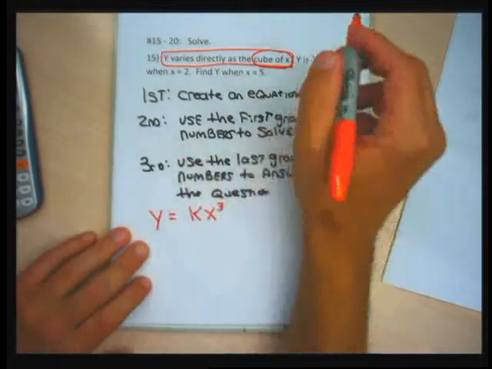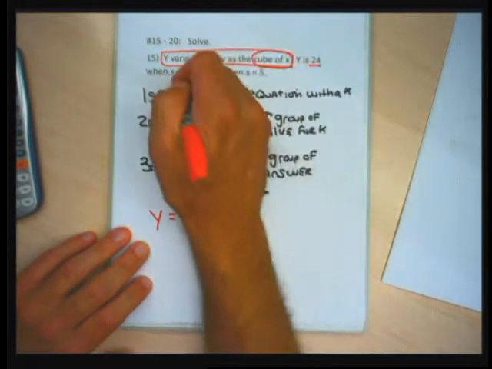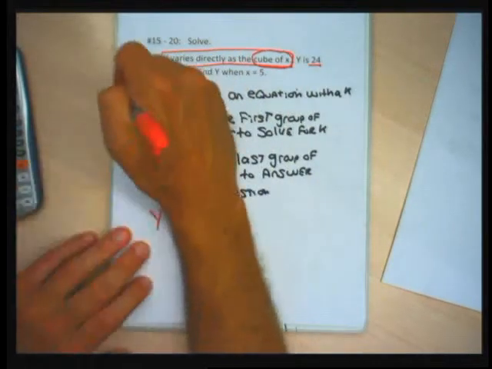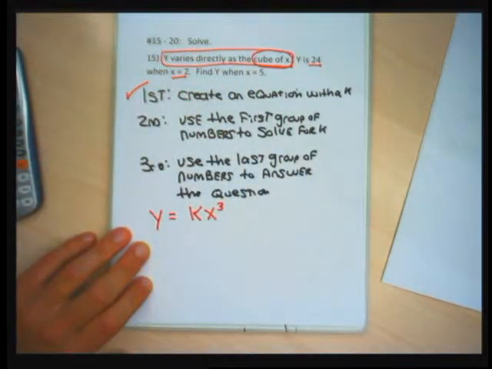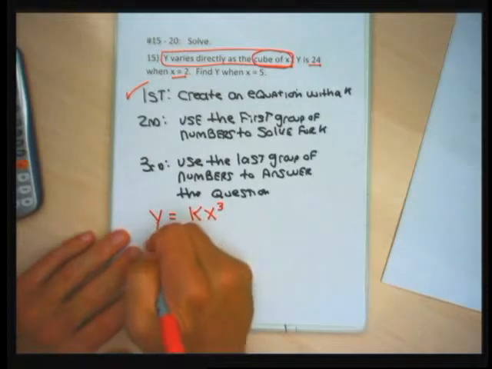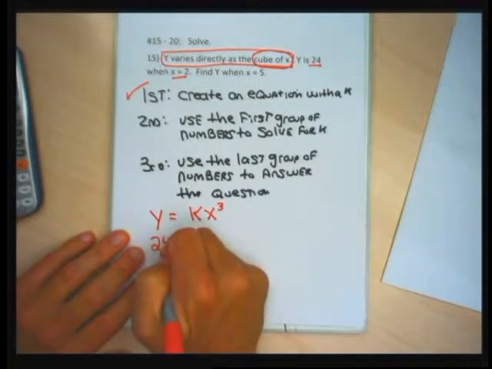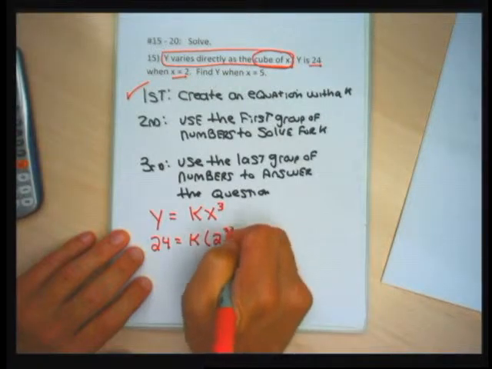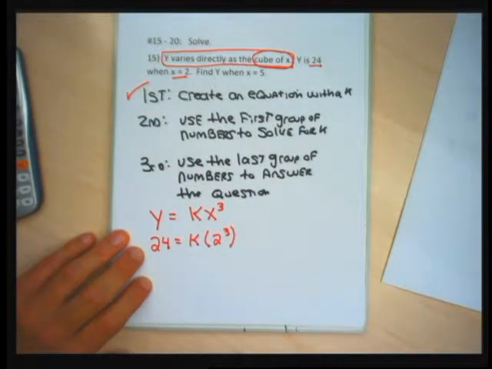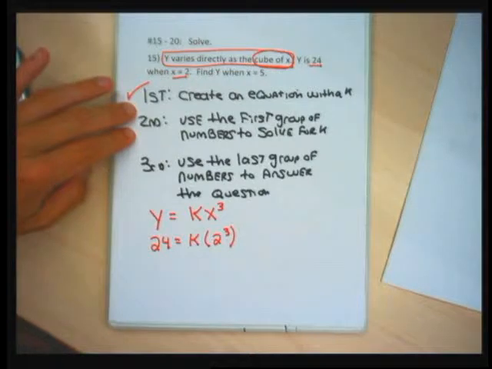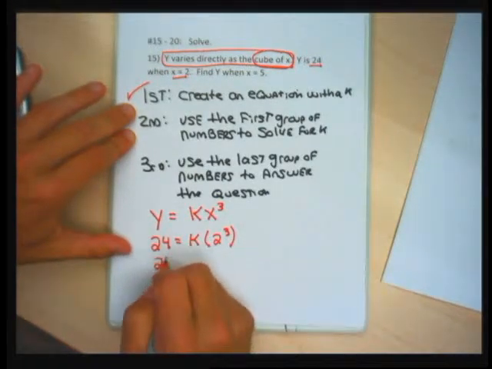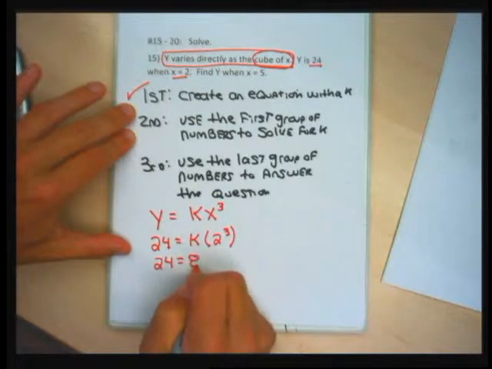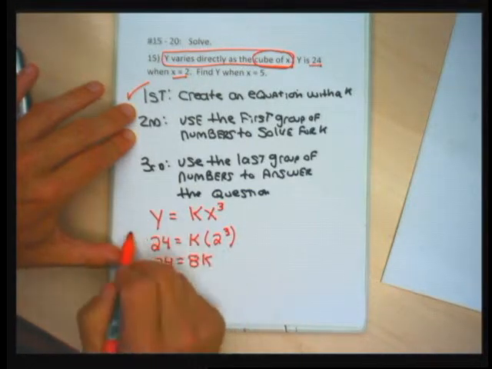Second sentence, I'm going to plug in 24 for y and 2 for x and solve for k. So I've done my first step. I've created an equation with a k. Second step, I'm going to plug in 24 for y and 2 for x and solve for k. So I'll use the first group of numbers, which is 24 and 2, to solve for k. This simplifies to 24 equals 8k.